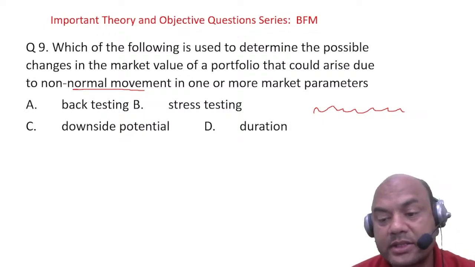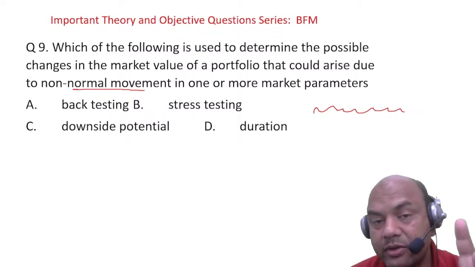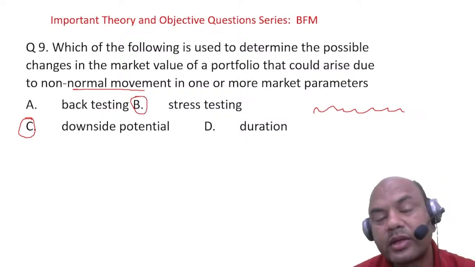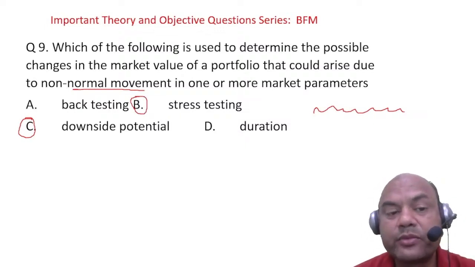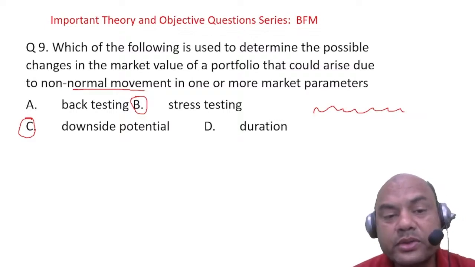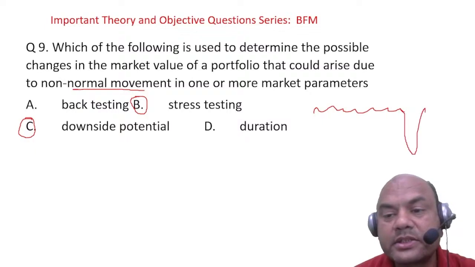Backtesting, stress testing, downside potential and duration. Remember, downside potential means what? Here, you all will get confused between C and B. Non-normal movement. So where do I use this? In which method do I use this non-normal movement? It is this.